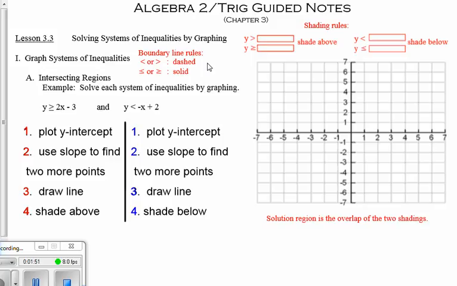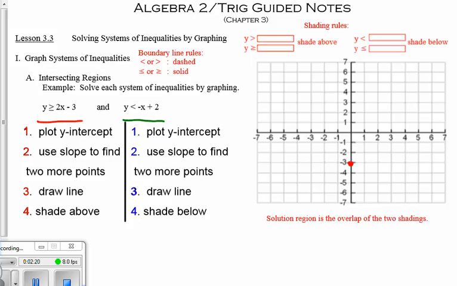If we have our system here, not of equations but of inequalities, we have one inequality, y has to be greater than or equal to 2x minus 3, and one where y has to be less than negative x plus 2. Well, the first thing, again, we're treating these as though they were equations. They're lines. We always plot the y-intercept. So if we look at our first one, our y-intercept would be negative 3. We plot it right here.